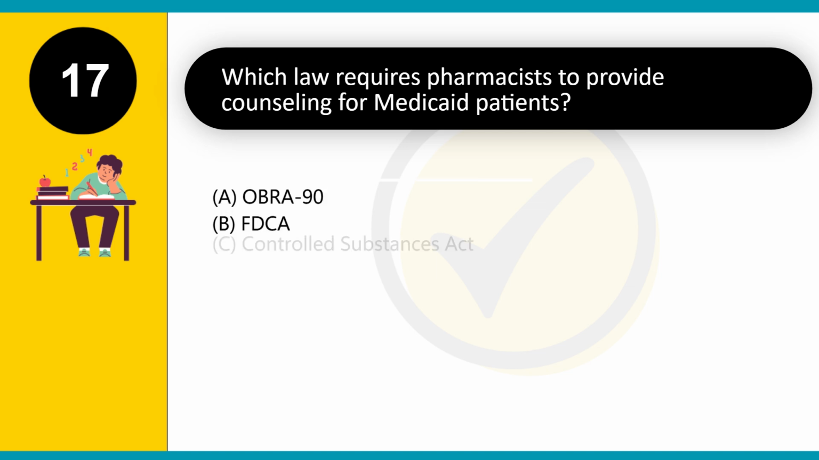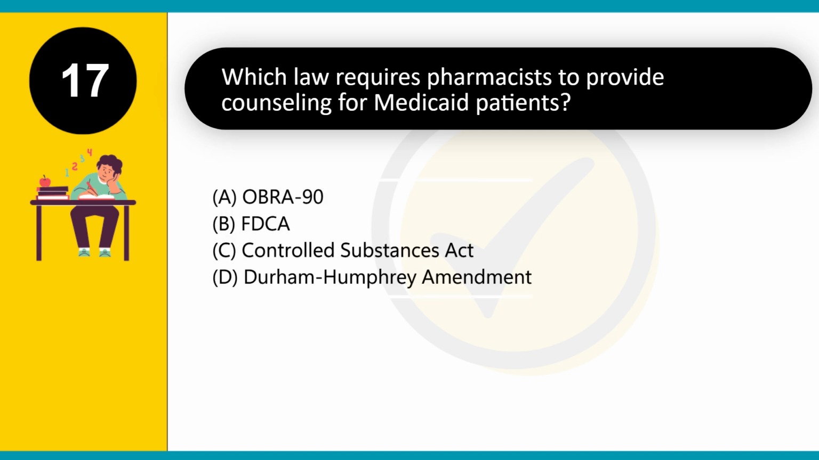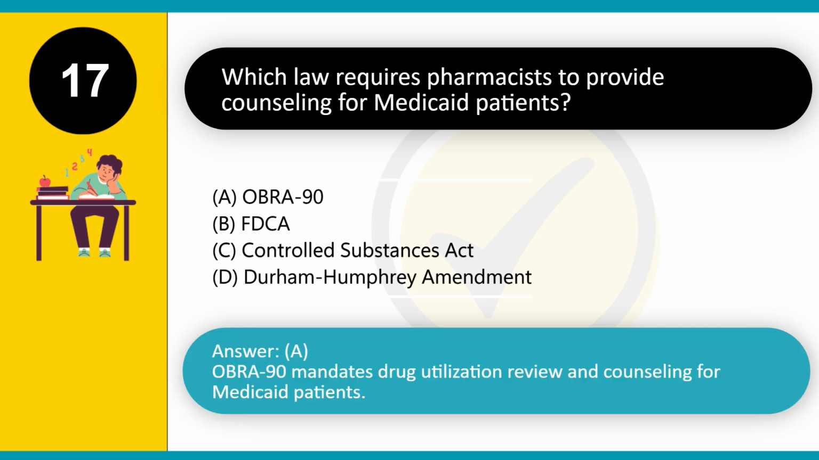Which law requires pharmacists to provide counseling for Medicaid patients? A. OBRA 90. B. FDCA. C. Controlled Substances Act. D. Durham-Humphrey Amendment. Answer, A. OBRA 90 mandates drug utilization review and counseling for Medicaid patients.